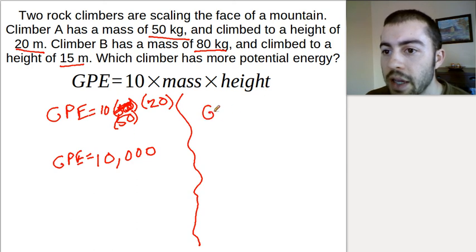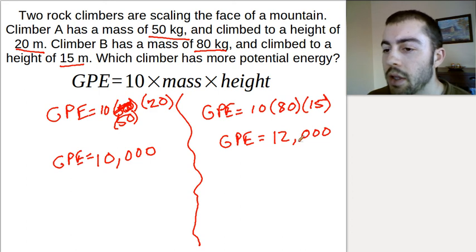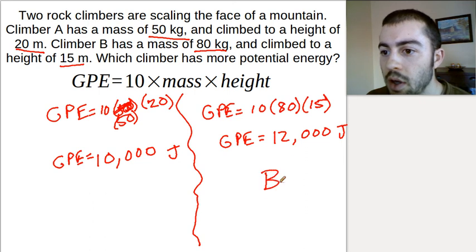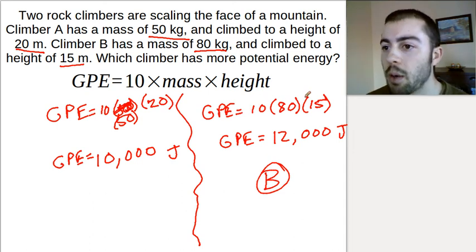So we do the same thing for the second guy. 10 times his mass, which is 80, times his height, which is 15. So this would give us a potential energy of 12,000. So again, you can check that in your calculator, but this would give us 12,000. And our units for energy are joules. So which has the higher potential energy? It would be climber B, just based on the calculations we did there. So the gravitational potential energy formula is pretty straightforward. We just have to plug in our mass and height and multiply across.